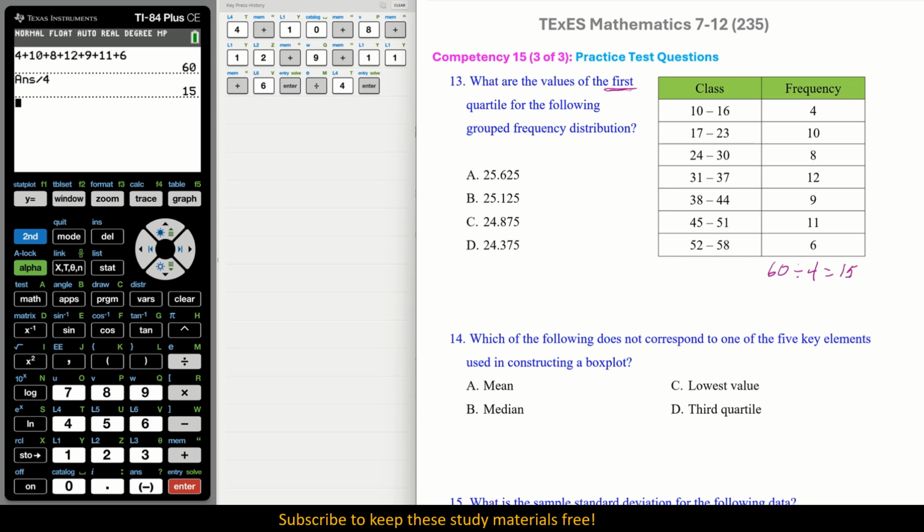Okay, so that tells me we need to be right about here in the third row, and that's going to give us that 15. So we need 1 out of 8. Remember, we're working with the first quartile. And our lower boundary, not our limit, again, remember that. We need the lower boundary, so that will be 23.5.